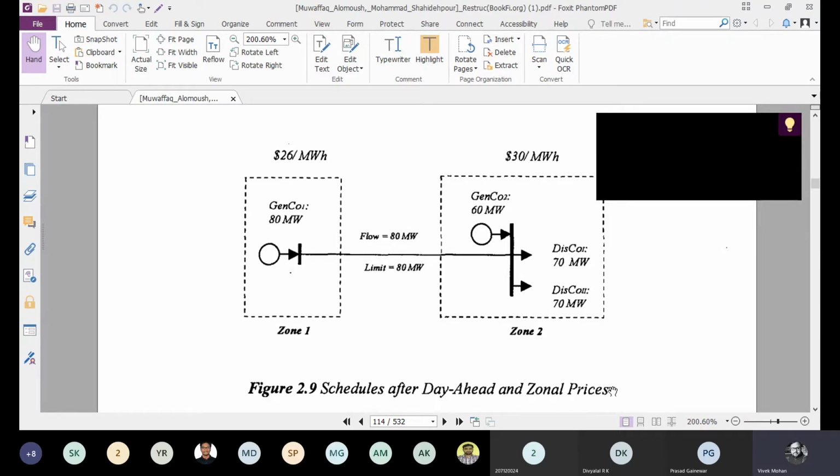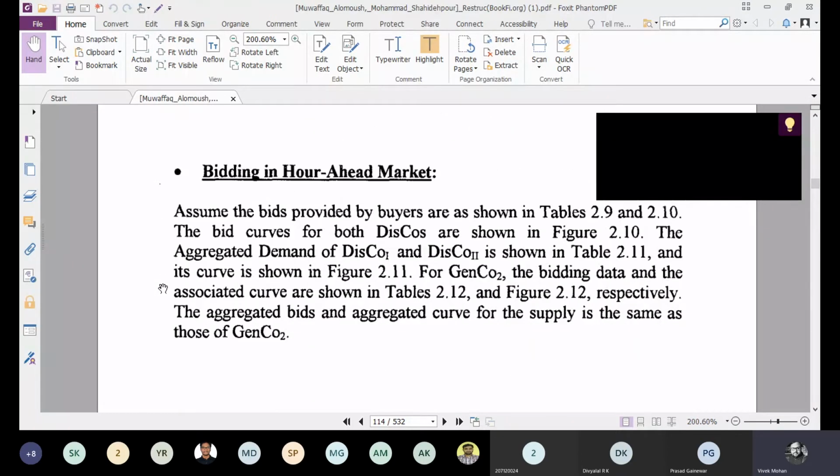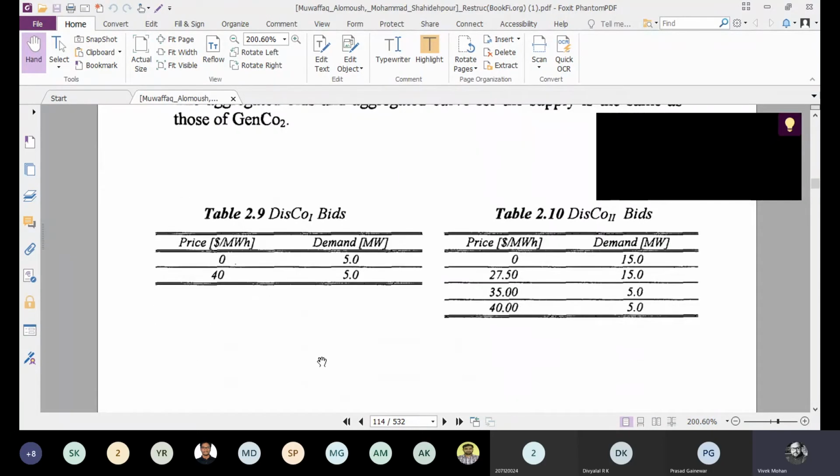So after deriving the zonal prices, congestion is not there with respect to the day ahead schedule, and we have zonal prices for settlement in the day ahead market and day ahead adjustments. Now we can go for the next time frame, which is the hour ahead market. Okay. Now, hour ahead market. Assume the bids provided by buyers are as shown in tables 2.9 and 2.10. So again, Discos 1 and 2 are going to bid in the hour ahead market.